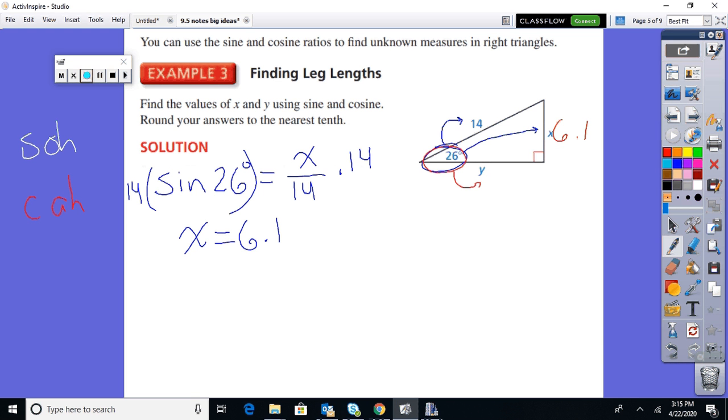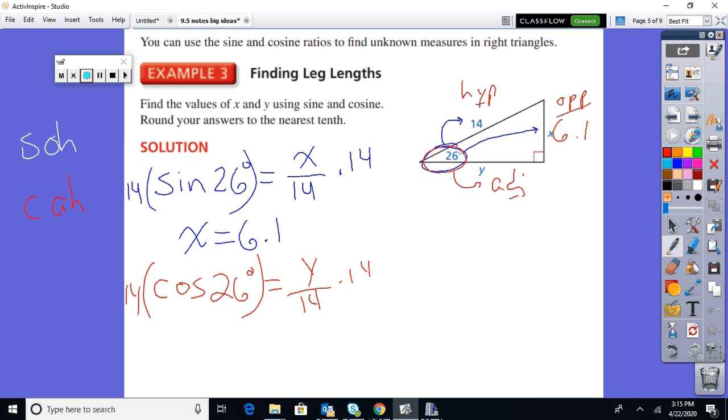So again, for my 26, this was my opposite, this was my adjacent, and the hypotenuse is always the side across from the right angle. So this time I've got the cosine of 26 equals y over 14. So multiply both sides by 14.